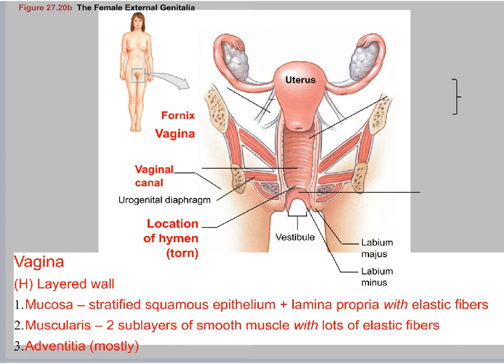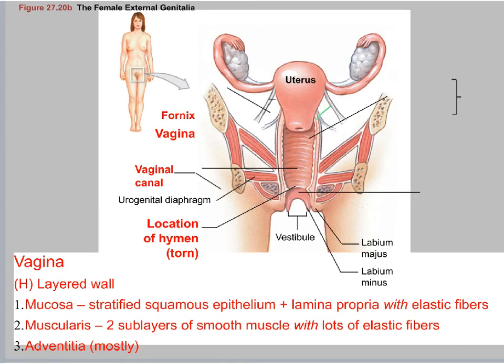Now let's remember that the vagina is a hollow body tube as well. And so it's going to have a mucosa. It's going to have a muscularis layer, and it will also have an outermost layer that is made of adventitia, or mostly elastic fibers.